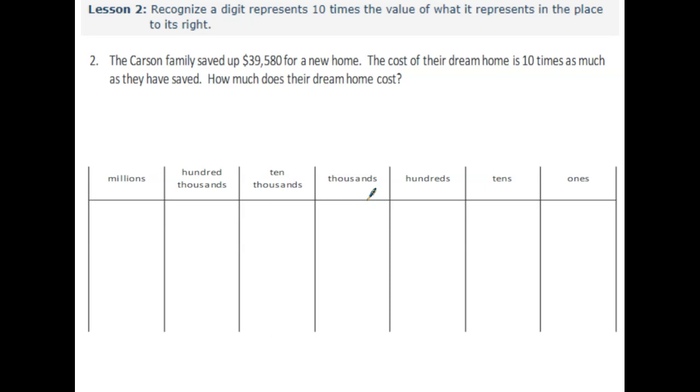All right. The Carson family saved up $39,580 for a new home. The cost of their dream home is 10 times as much as they have saved. How much does their dream home cost? So let's go ahead and write the amount that they saved on a place value chart. So we know that we have 3 10,000s, 9 thousands, comma, 5 hundreds, 8 tens, and 0 ones. That's how we represent their savings on the place value chart.